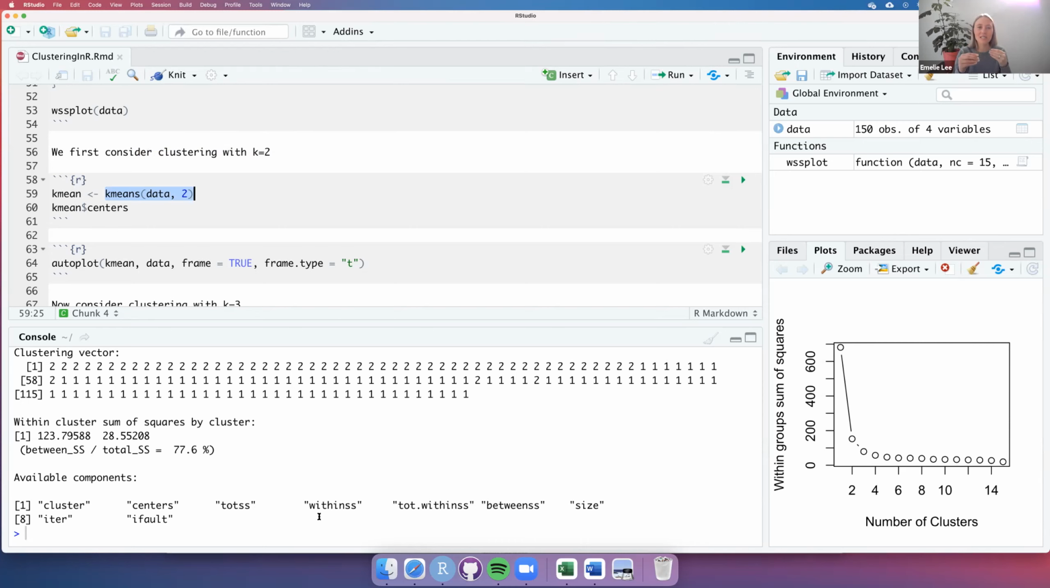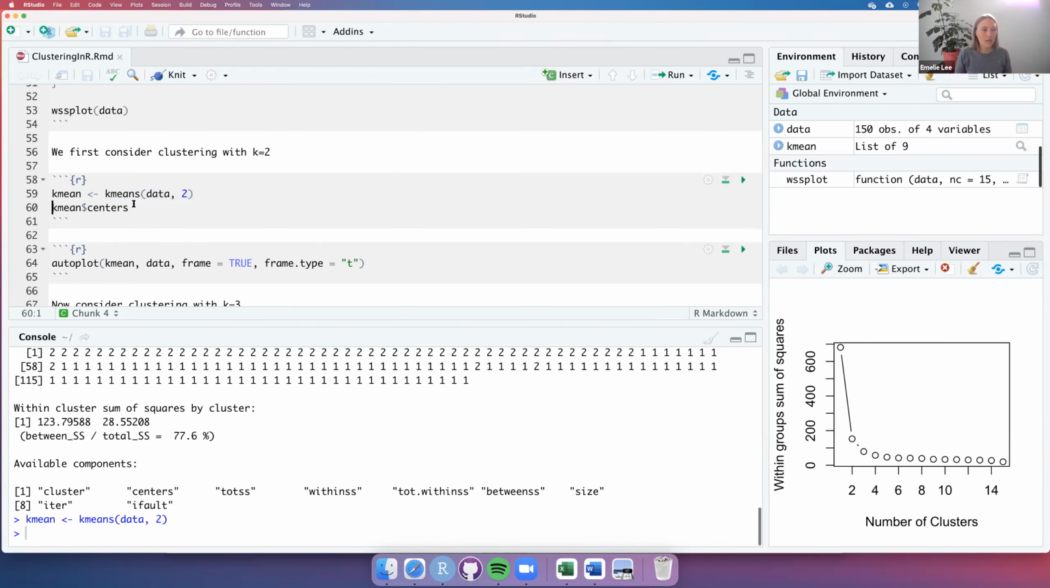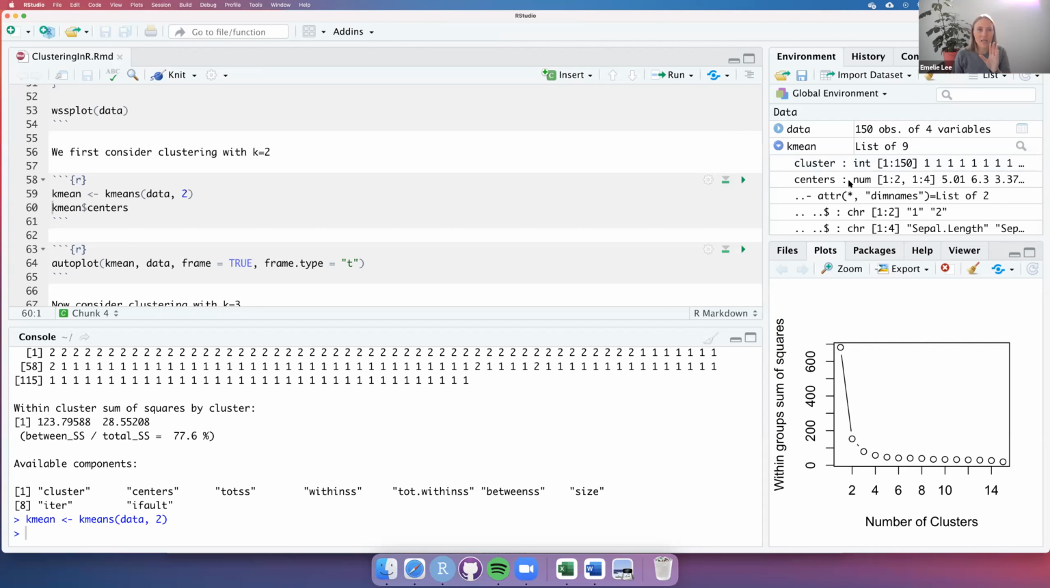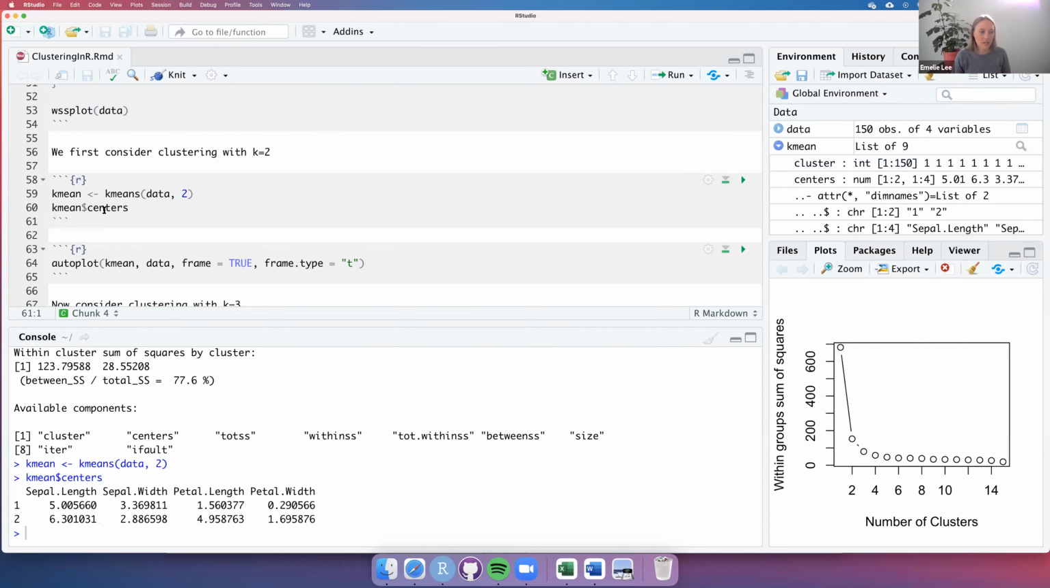So we can access each of these pieces of information individually if we want to, but it means we have to save it or assign it to a name. Right, and so that's what I'm going to do here. I'm going to call it KMean. So when I run this, it has that same information over here that we just saw when we ran it bare bones.